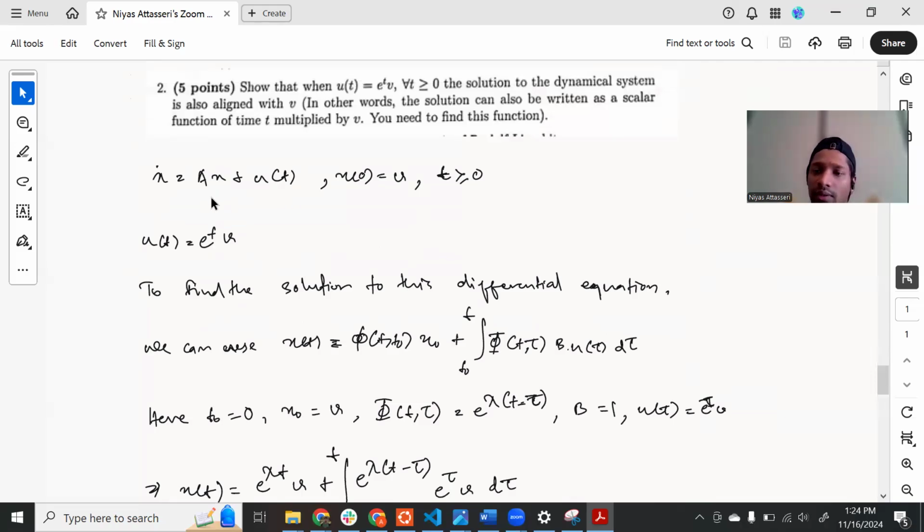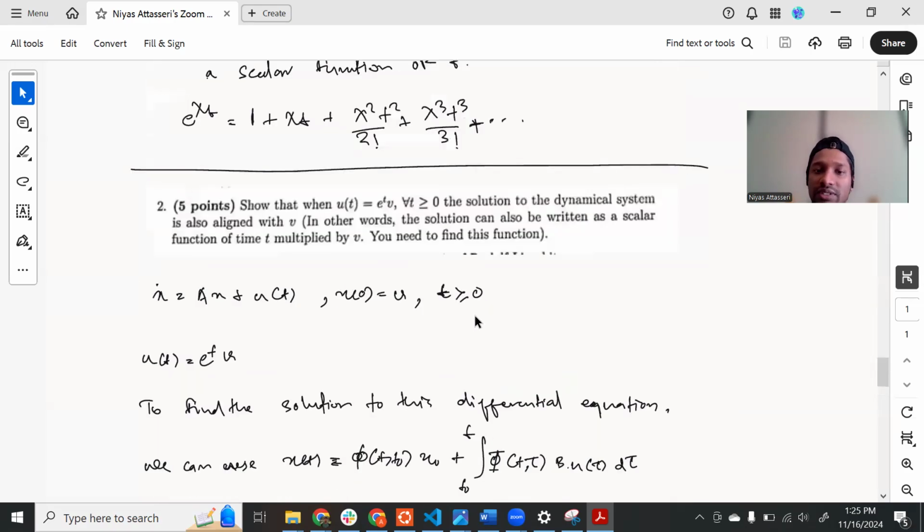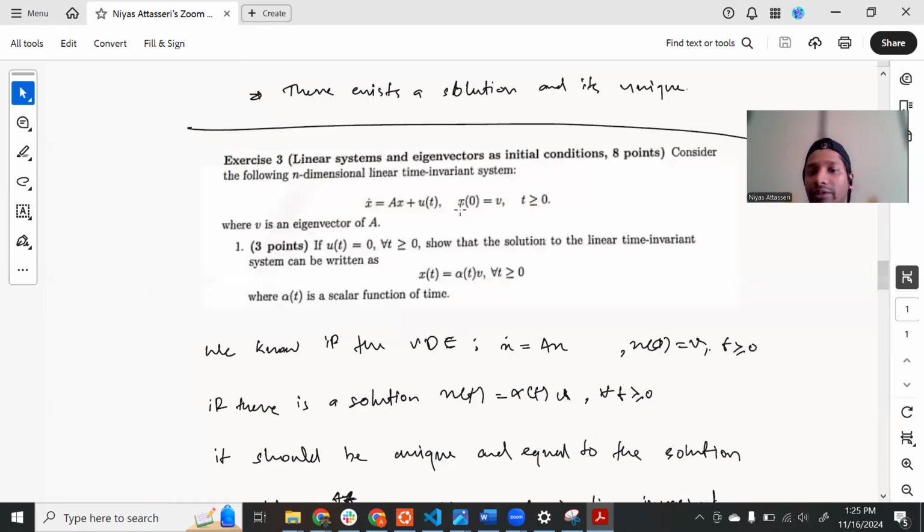Now, for that system, we know that we can find the solution by using this equation: x of t is equal to phi(t, t naught) x naught plus integral from t naught to t of phi(t, tau) B u(tau) d tau. B is basically 1 here because we have 1 times u(t), but just to have the equations correct, we can use B u(tau), and it's basically u(tau). Now, t naught here is zero. If you remember the question over here, we know that x of zero equals v. So t naught here is basically zero.